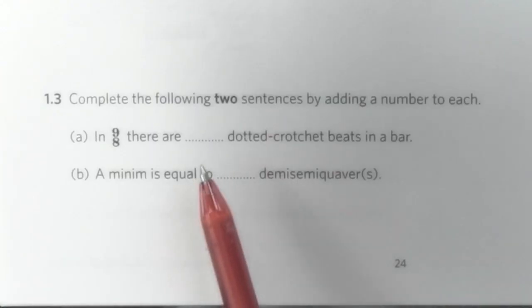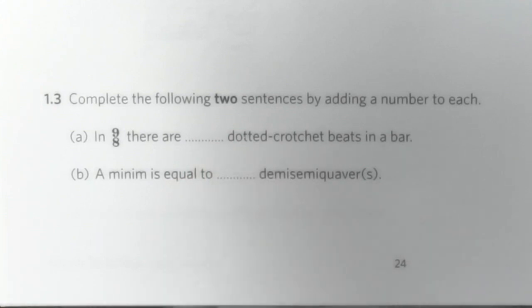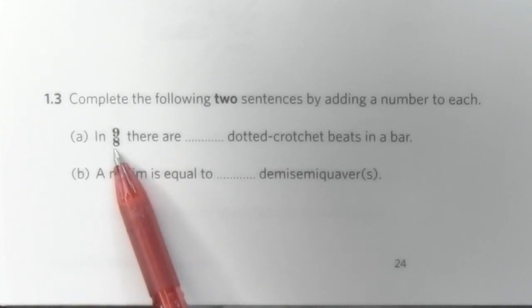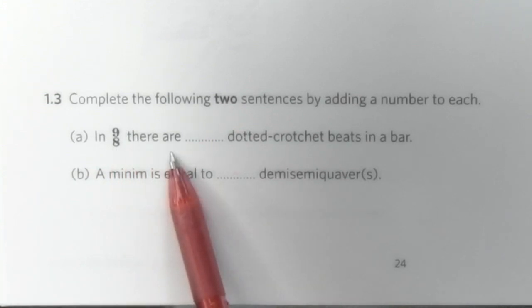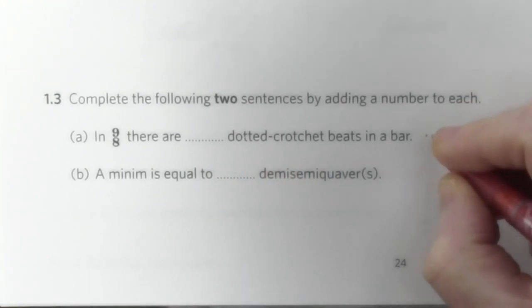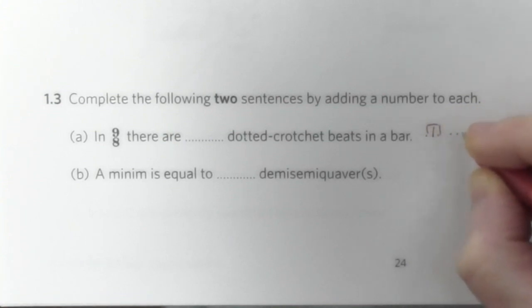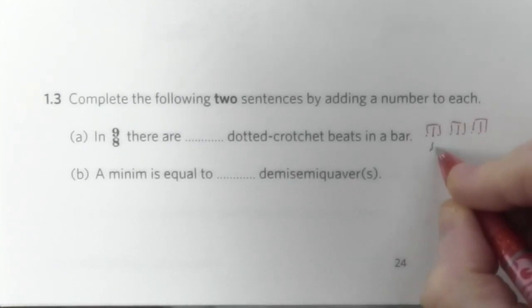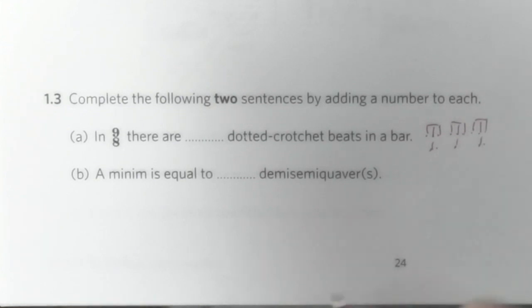Our third exercise asks us to add a number to complete the sentences in a correct way. In 9/8, which means 9 quavers in a bar, grouped in 3 groups of 3, there are X number of dotted crochet beats in a bar. So we said already the answer, but let's go in order. 3 quavers times 3, okay? Each group is 1 dotted crochet, and the answer is 3 dotted crochets.